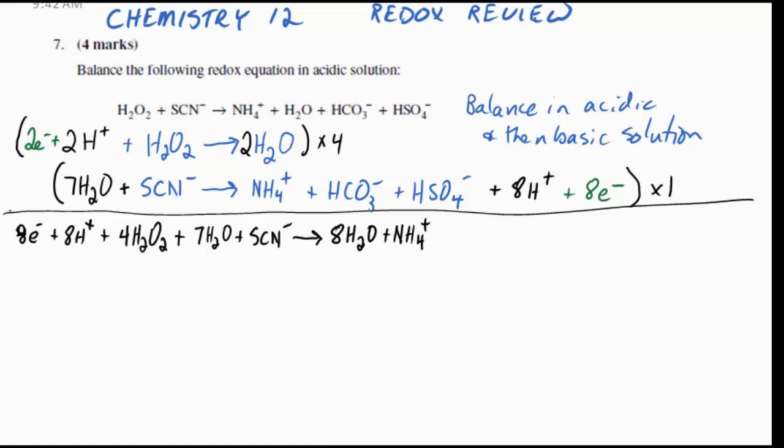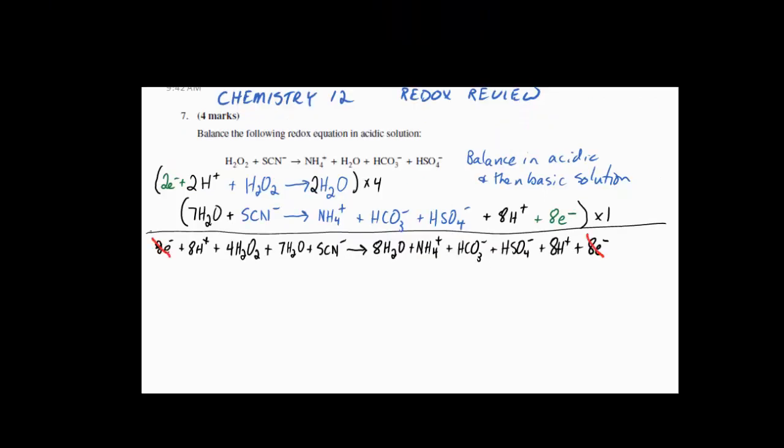Now, to add electrons, you need to check out the total charges. For example, let's have a look at the left-hand side. Under the water, there's no charge with water. Thiocyanate, -1. Total charge on the left is -1. Looking at the ions on the right, adding 1, -1, and -1, and 8 plus, total charge on the right is +7.